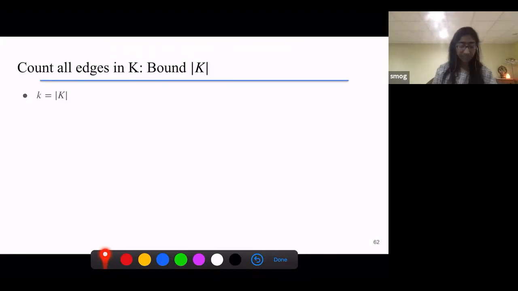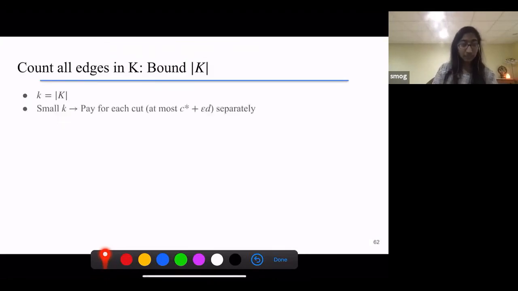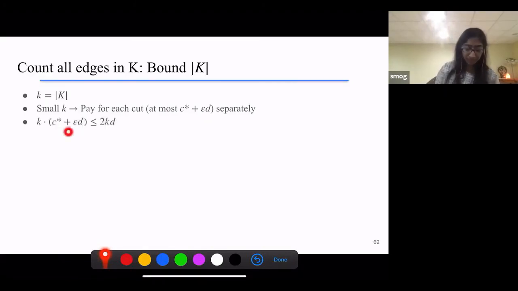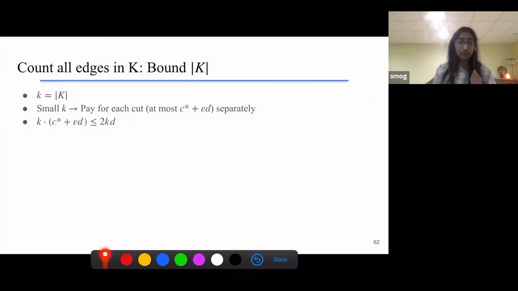So what we're going to say is if this size is small, then we can pay for all of the cuts in the set of disjoint cuts separately, right? So what does it mean to pay for each cut separately? We're going to pay at most C star plus epsilon D for each cut times k cuts. So in total, you're only going to pay for at most 2kD edges.